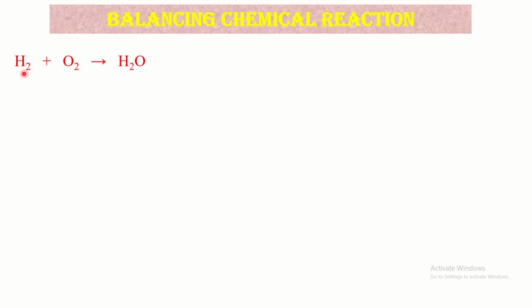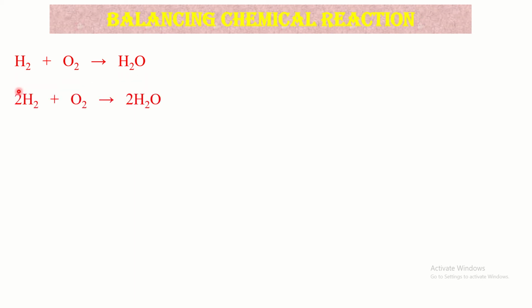This reaction I have shown before: 2 atoms hydrogen, 2 atoms oxygen, but on the product side 2 atoms hydrogen, 1 atom oxygen. So we have to balance the reaction. At first we balanced only oxygen by multiplying this water by 2. The oxygen is now balanced, 2 and 2. But now in the product side there are 4 atoms hydrogen and in the reactant side there are only 2 atoms hydrogen. So the reaction was not balanced here.